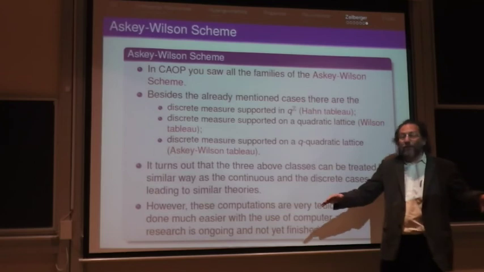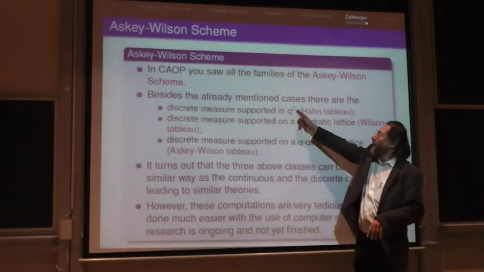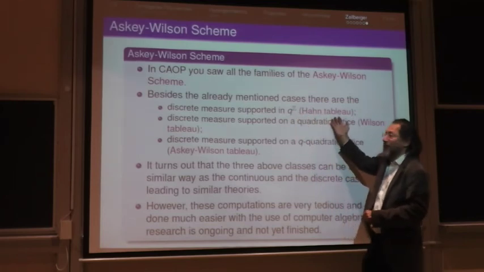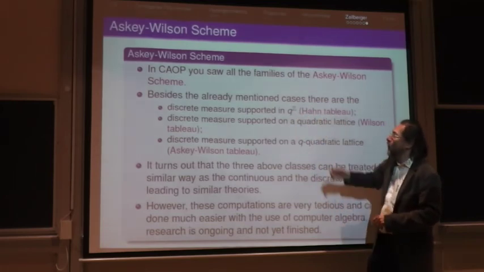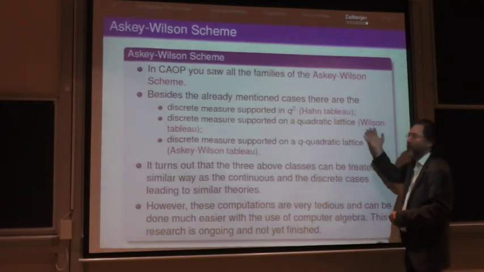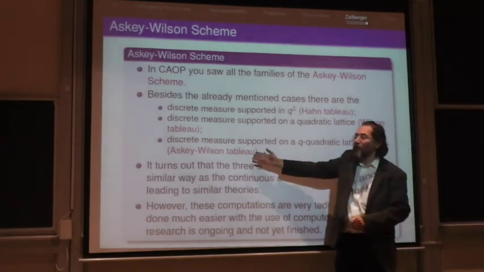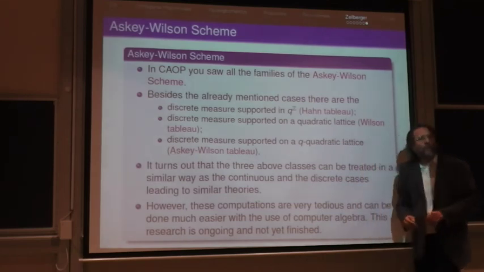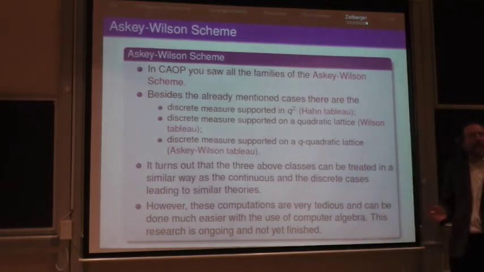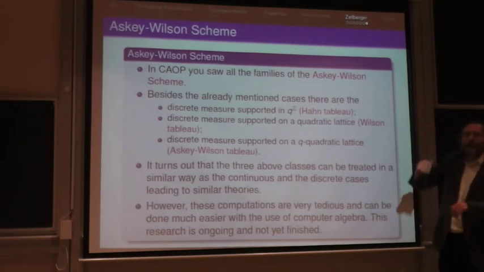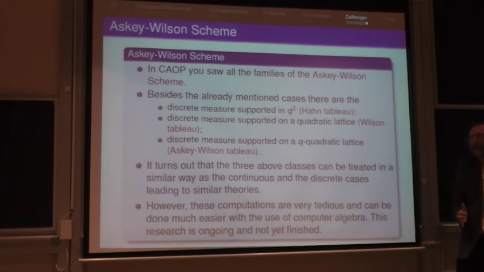So if you use, instead of the discrete measure, the integers in this form, q to the power integer, then you get the Hahn tableau. These are q polynomials. If you have a quadratic lattice, you have the Wilsons, and if you have q quadratic lattices, you have the Askey-Wilson tableau, and all of these polynomials can be dealt with in a practically similar way. And actually, this is still ongoing research. Not all these 7 different definitions can be handled for all these systems. That's what I wanted to say.